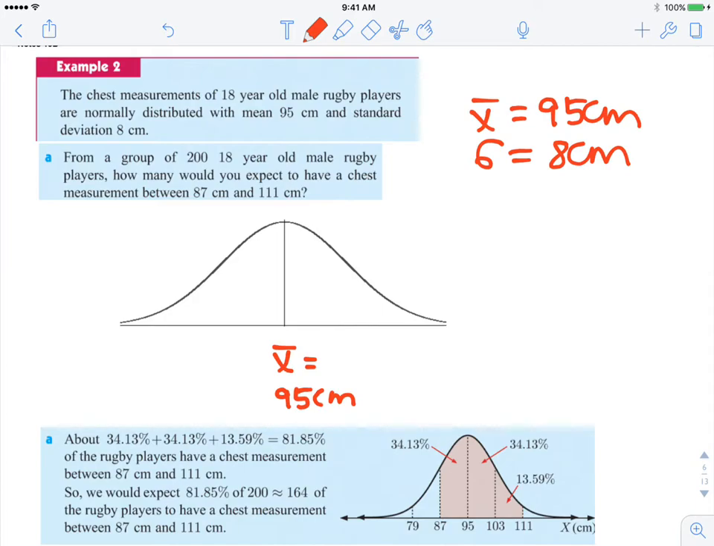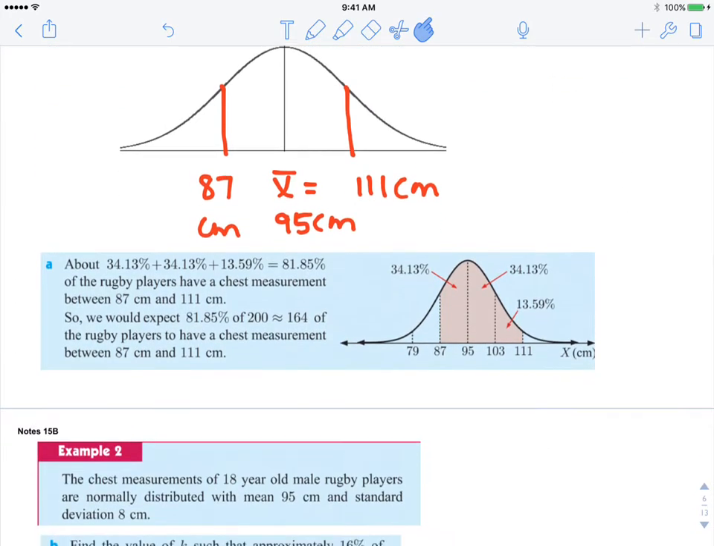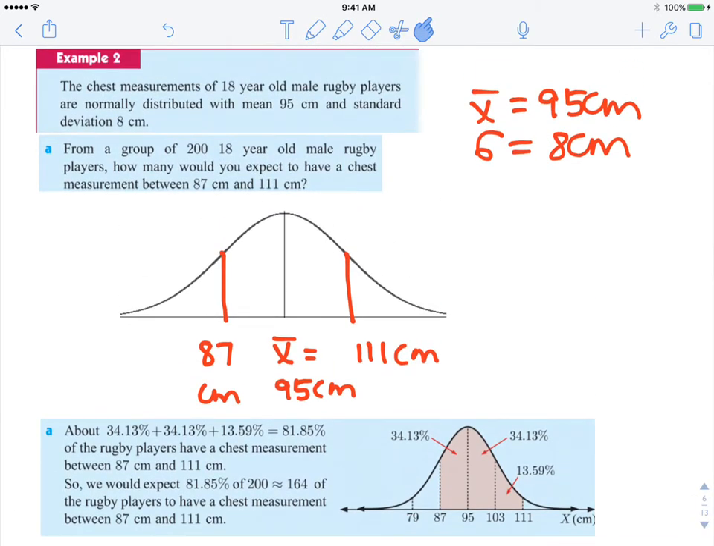So part A says, from a group of 200 18-year-old male rugby players, how many would you expect to have a chest measurement between 87, so here's 87, somewhere down below, and somewhere above 111 centimeters. So we would create our standard deviations. If you remember, one standard deviation is 8 centimeters.